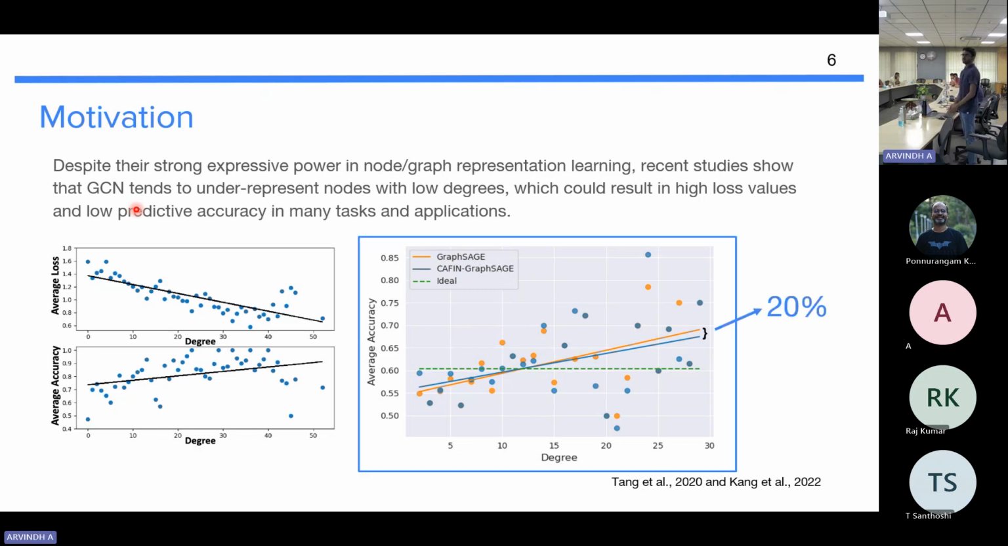Moving on, in the figures that you see here, the x-axis is degree and the y-axis is accuracy. The slope in this figure is a proxy metric for how fair a system is. The lower the slope, the more fair the system is, that is, it is treating nodes of various degrees equally. Once we employ CAFIN on GraphSAGE, you can see a reduction of 20% in the slope. This is a superficial way to show that CAFIN indeed makes it fair.